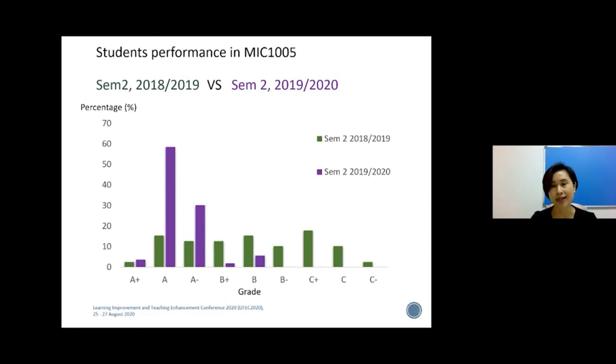This is the performance at the end of this semester, semester two. So semester two is the purple bar, and the previous semester for the same course is represented in the green bar. So we can see here the performance of our students in the current semester, after we have made all these changes, is better than the previous semester, and many of them actually get A and A minus.